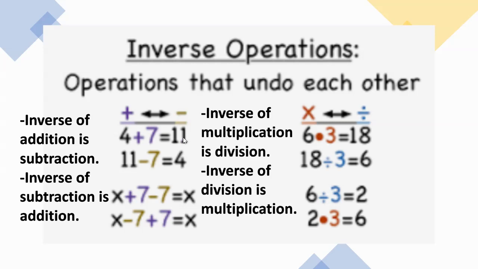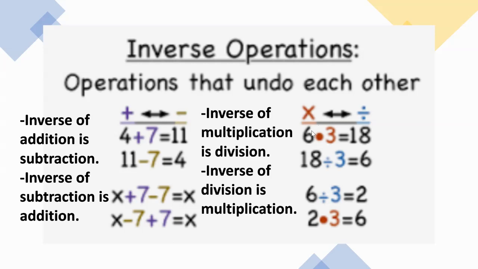So 4 plus 7 is equal to 11. So the inverse of addition is subtraction. And so we have x plus 7 minus 7 will give you just x. So they show the inverse of addition. So the inverse of adding 7 is subtracting 7. And over here, the inverse of subtracting 7 is adding 7.